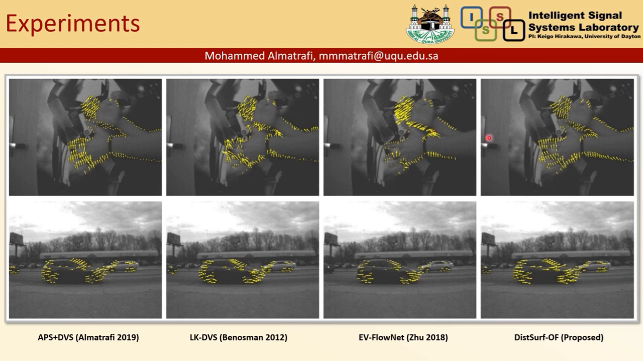In contrast, here we have our proposed method. Despite the fact that our proposed method does not have access to the ABS, it does really well across both scenes, similar to the ABS plus DFS method, and especially in handling the spatial variations in the scene, as well as preserving the motion boundaries.